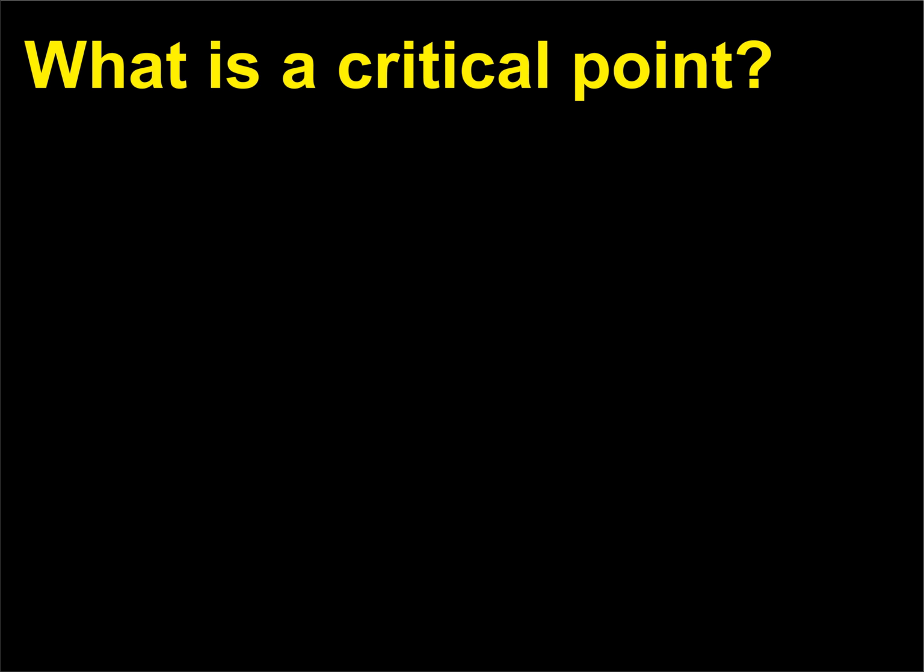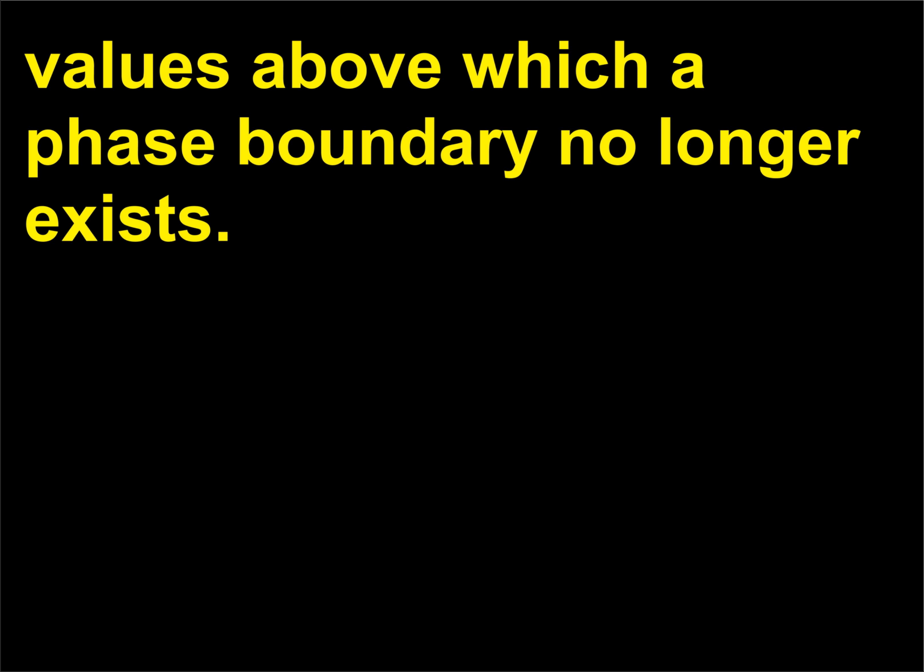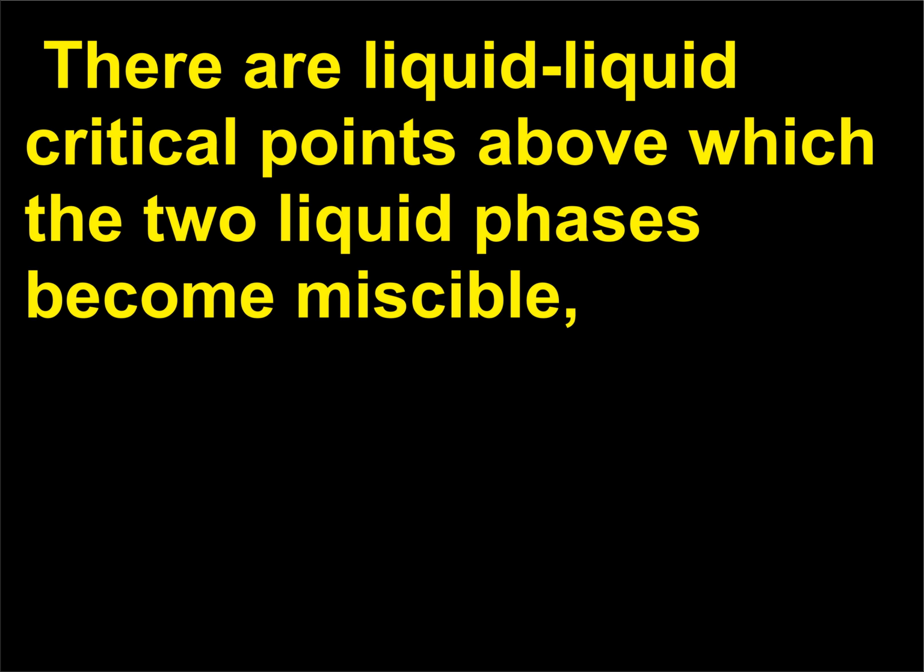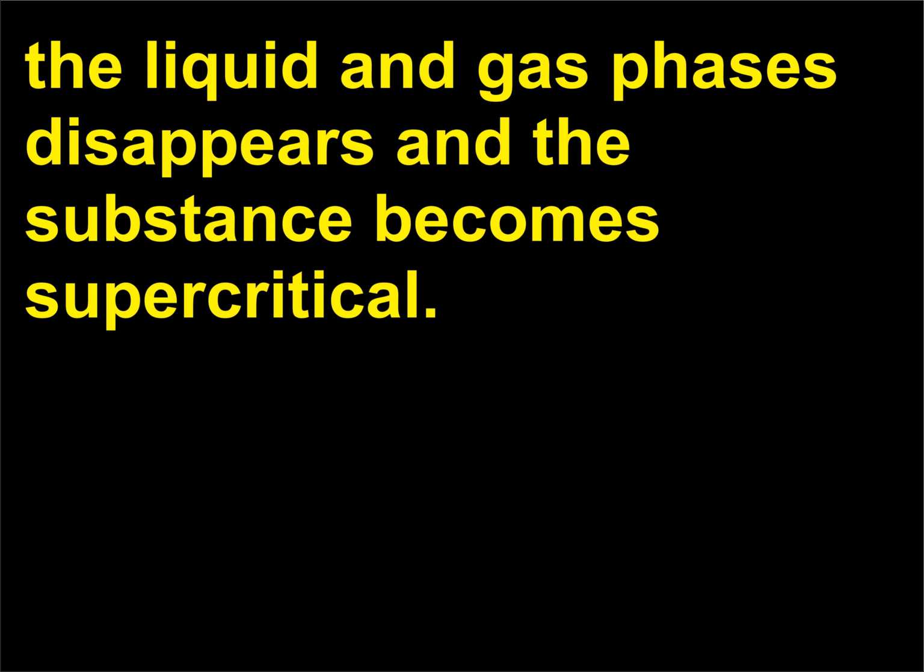What is a critical point? A critical point is a combination of temperature and pressure. Values above which a phase boundary no longer exists. There are liquid-liquid critical points above which the two liquid phases become miscible. And also liquid-gas critical points above which the boundary between the liquid and gas phases disappears and the substance becomes supercritical.